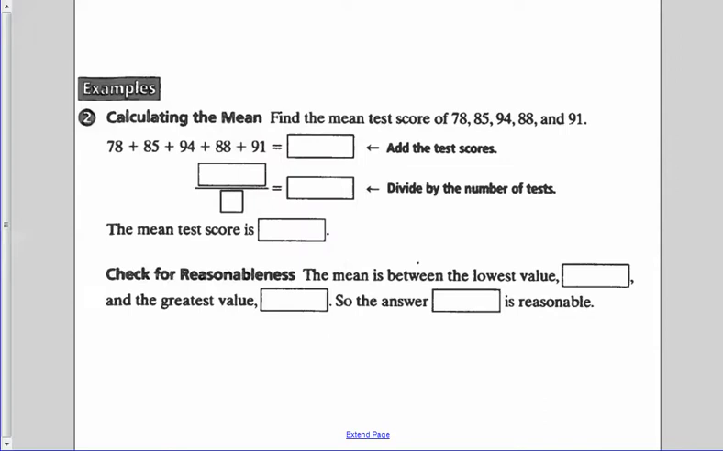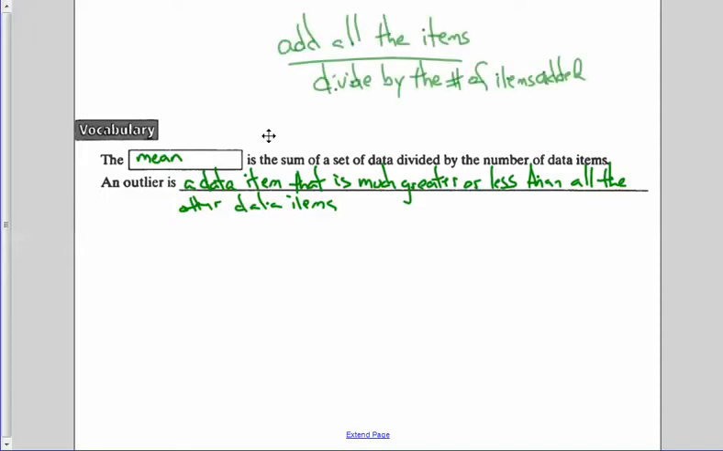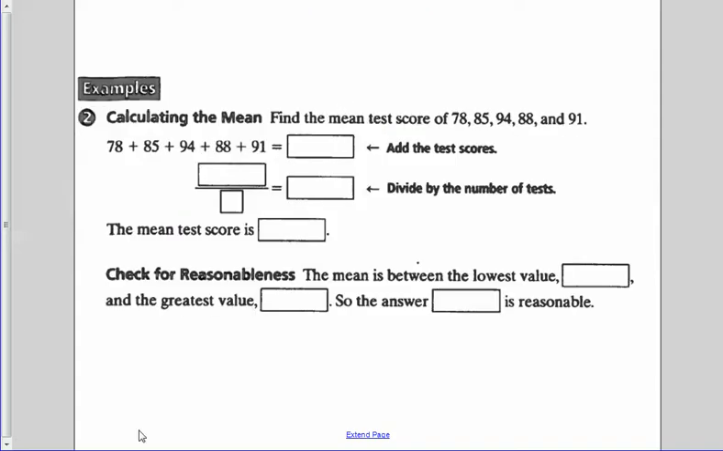Now another way to look at this, and this is how we said at the beginning, is that we're going to add all of the items and then divide by the total number of items that we added. This is that method. We're going to find the mean of the test scores 78, 85, 94, 88, and 91. So to do that, we'd first need to add all of those scores together. So 78, 85, 94, 88, and 91, we'd end up with 436.